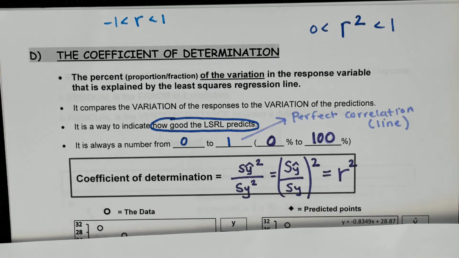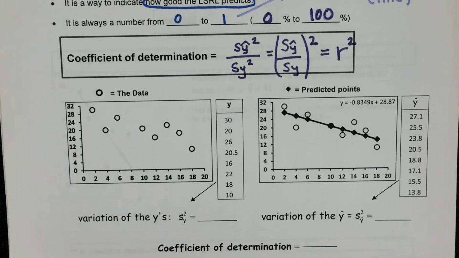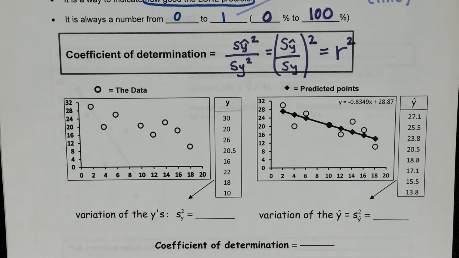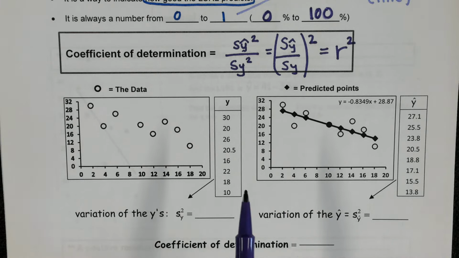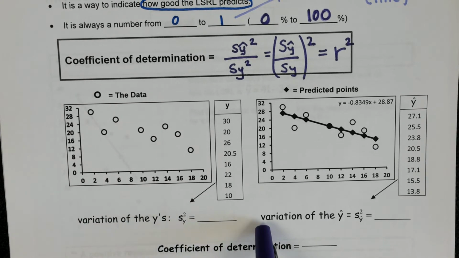Alright, that's fine. So let's look at this. Here we have the data values, and we have our predicted points. So we have all of our x's and y's, and our x's and our predicted ones. Let's say we want to find the standard deviations of our y's and square them.